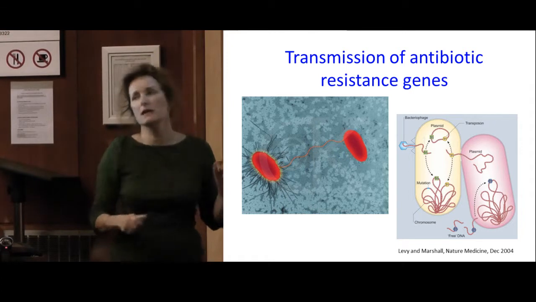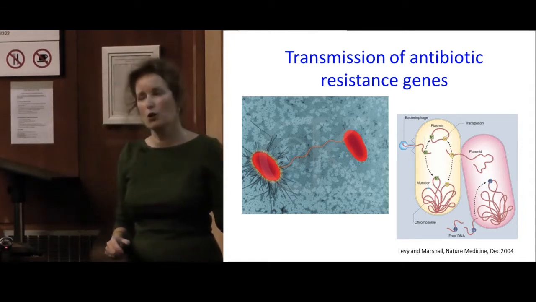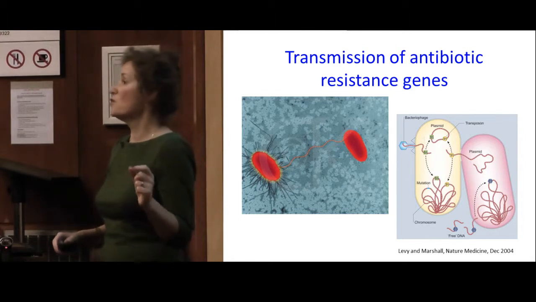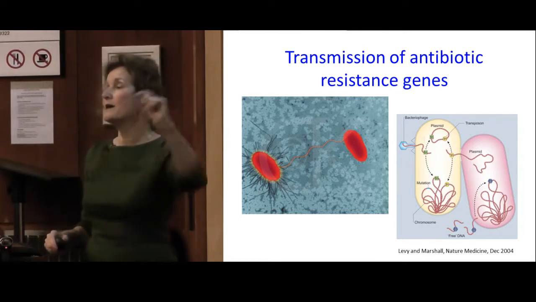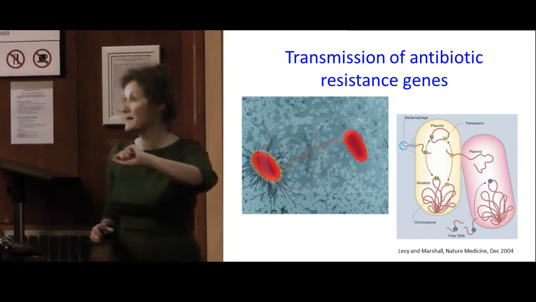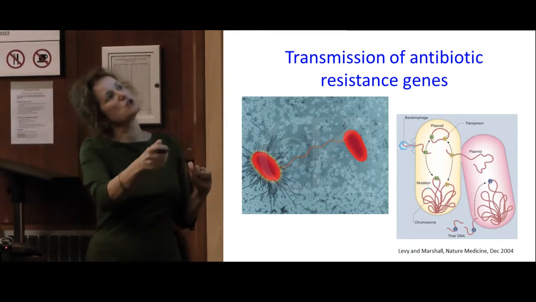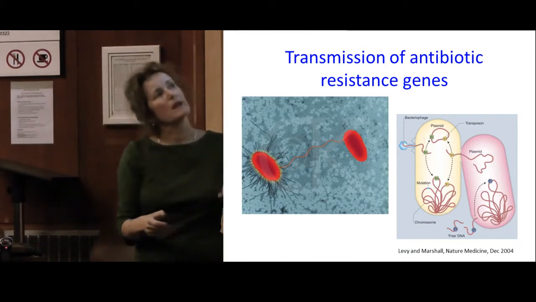Now, bacteria really like having sex. They have a lot of it, and they have a lot of it with other species. So it's not always an E. coli to an E. coli. It might be an E. coli to a Klebsiella. This is just a diagram here to show you how this can happen.